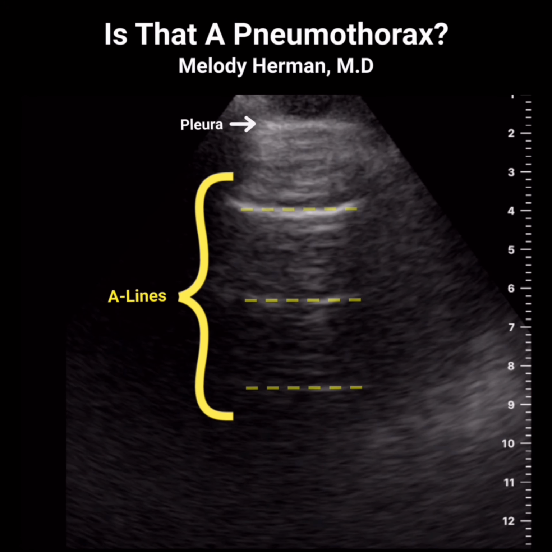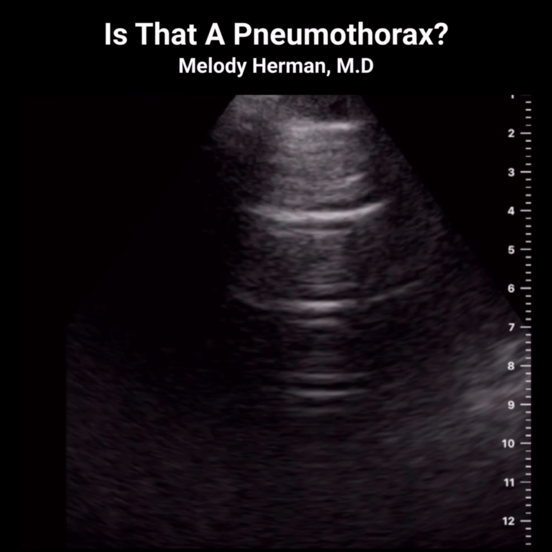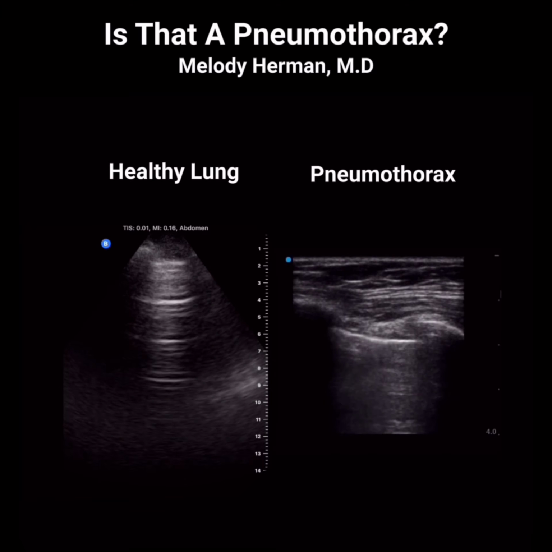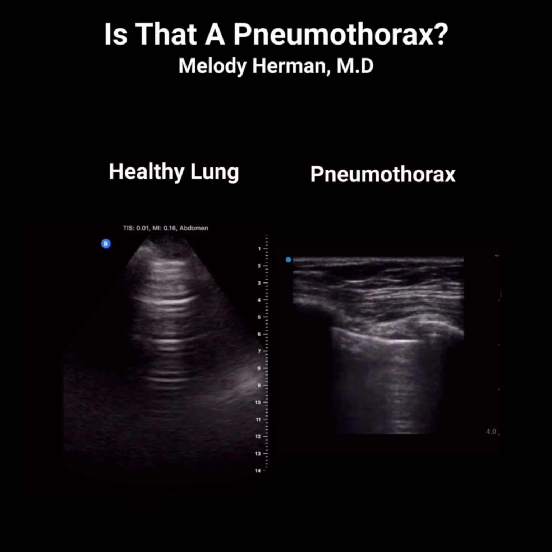A-lines are a type of reverberation artifact that appear as horizontal echogenic lines on lung ultrasound when the ultrasound beam interacts with air in the lung alveoli. These lines are equidistant from each other and appear to fade as the depth increases. The presence of A-lines in lung ultrasound usually means that the lung is well aerated, but they can also be found in pneumothorax when lung sliding is absent.